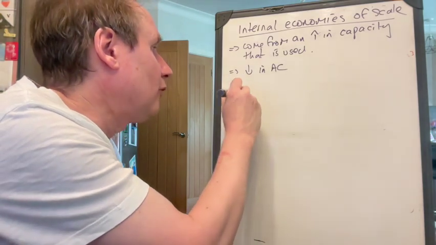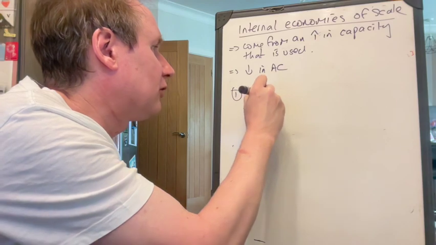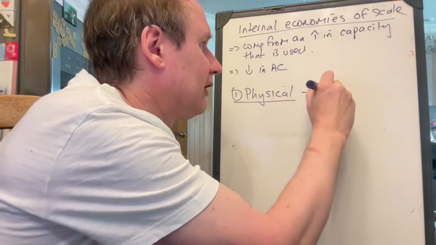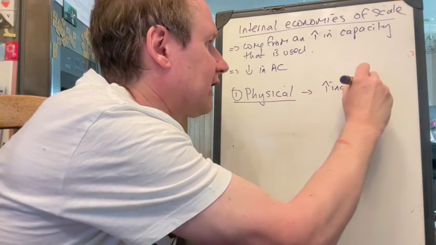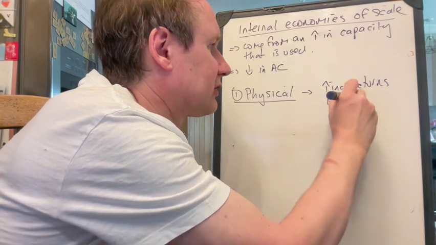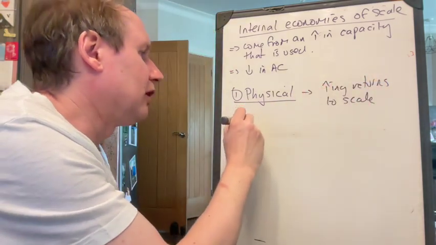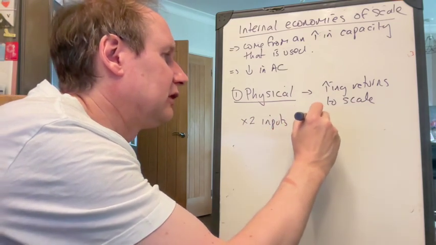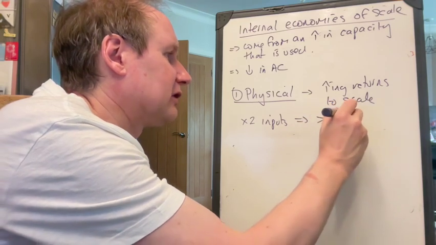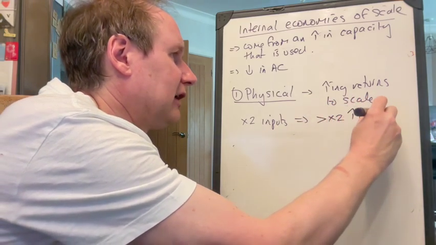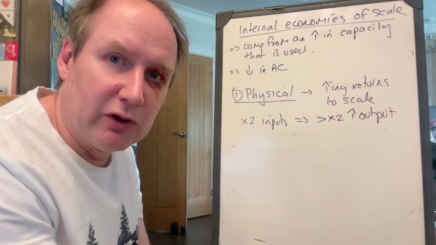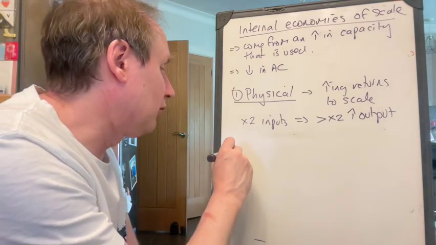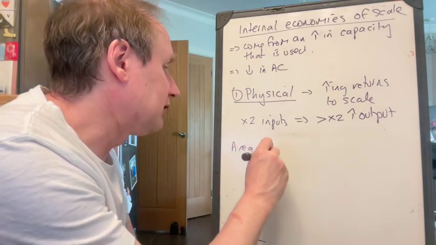Firstly, what you might get are what are called physical economies of scale. These are often also known as increasing returns to scale. You'll sometimes see that phrase, where you double your inputs, so all of your factor inputs double, but you get a more than 2 times increase in output, and as a result, your unit costs are going to come down.